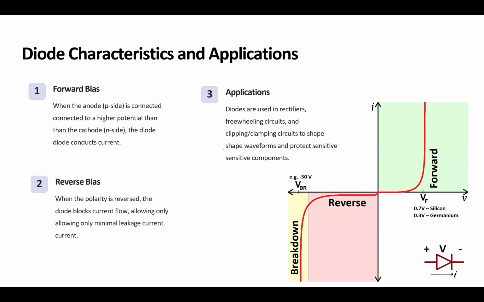It's burned out. Based on that, we don't want to go near this part. So our preferred area to work in is this area. When you design, we want to avoid going near the breakdown voltage when you talk about the diode.